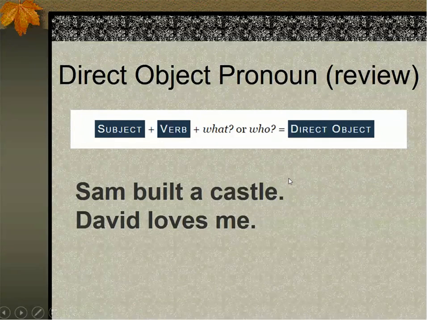And you could substitute a castle for it using a direct object pronoun. Sam built it, okay? If you keep talking about the same thing, people know you're talking about a castle. You don't need to repeat the word castle over and over, so you use the direct object pronoun. David loves me. David loves whom? Me. Me would be the direct object, in this case a direct object pronoun.